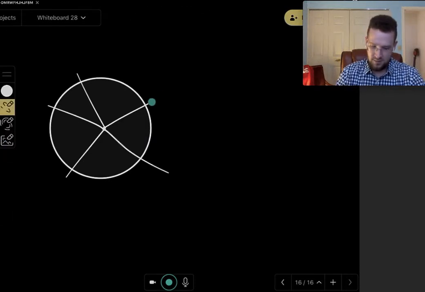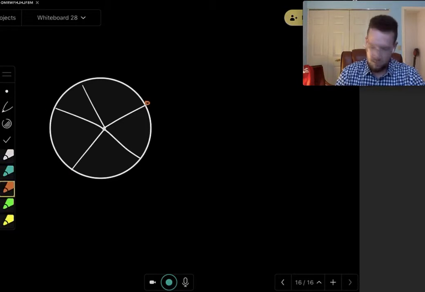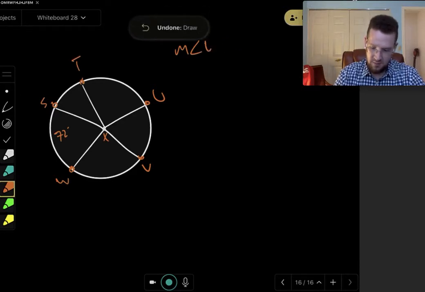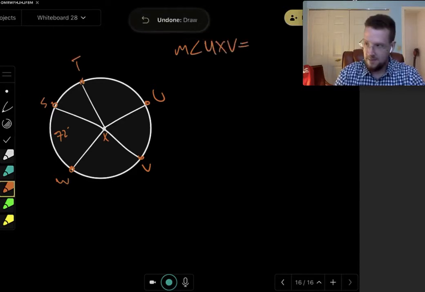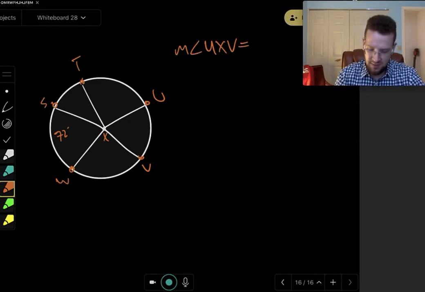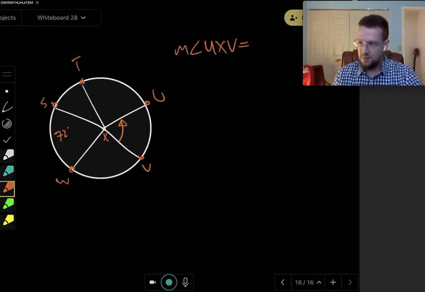All right, let me just clean this up just a little bit. So we got U, T, S. Let's say this one is 72 degrees. We got W, we got X in here, and we got V. What about the measure of angle UXV? So this would be the measure of this angle. So UXV would be this angle in here. So what would this be?